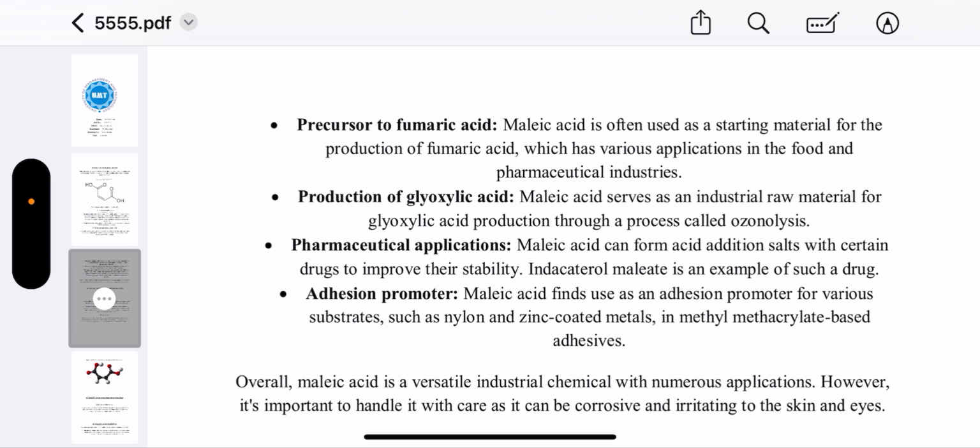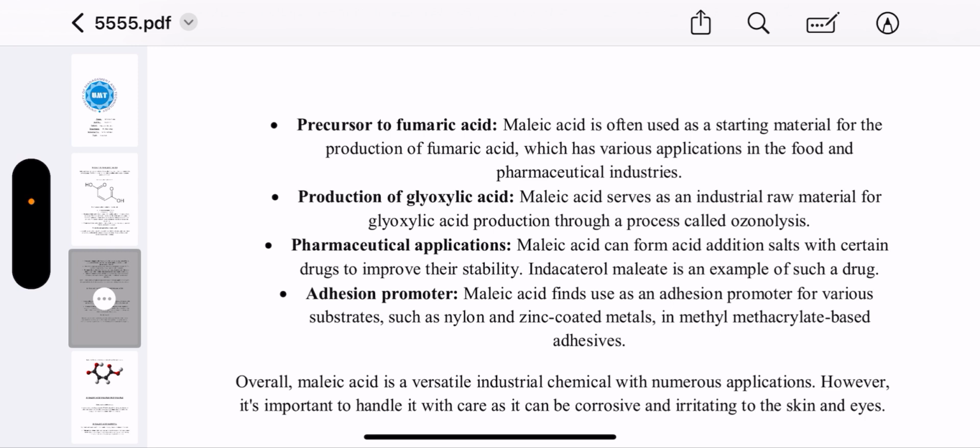Malic acid is often used as a starting material for the production of other acids, which have various applications in the food and pharmaceutical industries. Production of glyoxylic acid: malic acid serves as an industrial raw material for its production through a process called ozonolysis. Pharmaceutical application: malic acid can form acid addition salts with certain drugs to improve their stability.